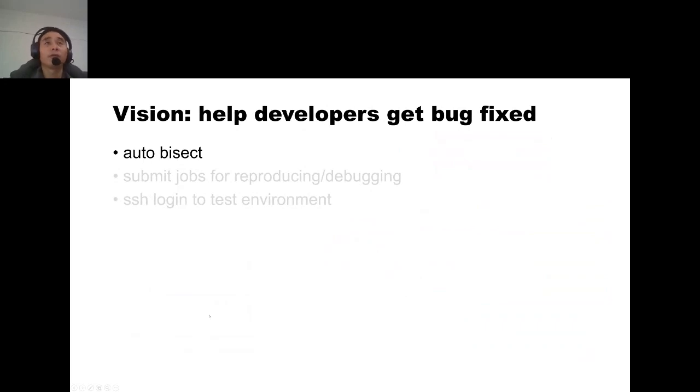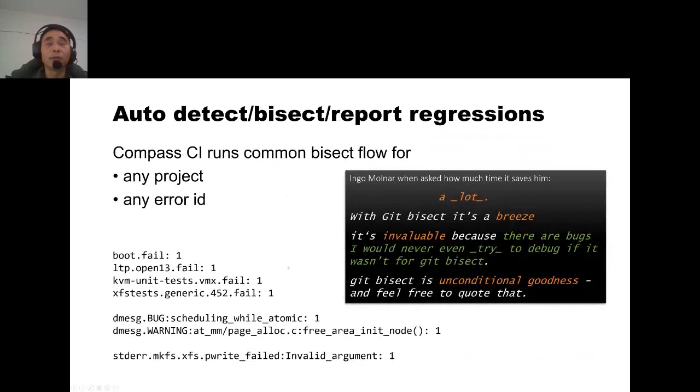And our test infrastructure would like to help developers get the bugs fixed, not only to report bugs. Because I myself am a developer, I know I can feel that pain when dealing with the tests. For example, bisect is an invaluable tool for avoiding a very hard debug process.